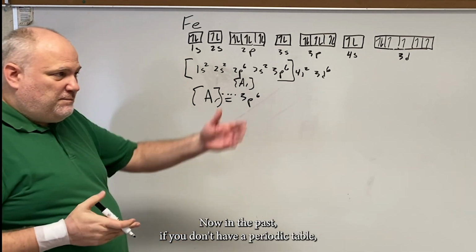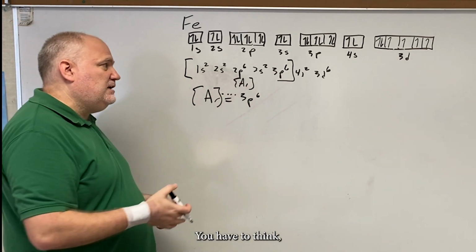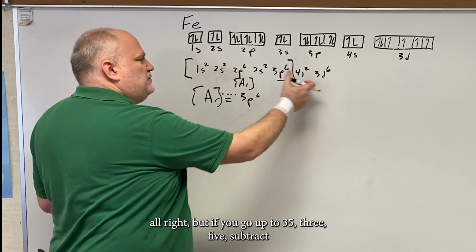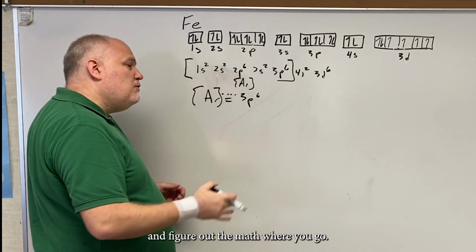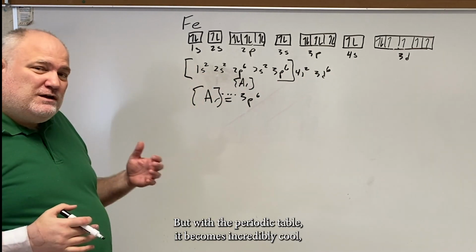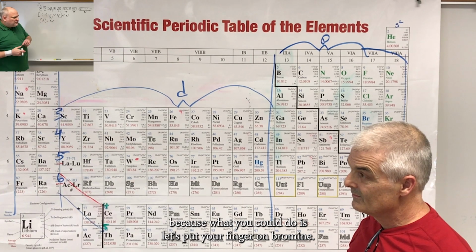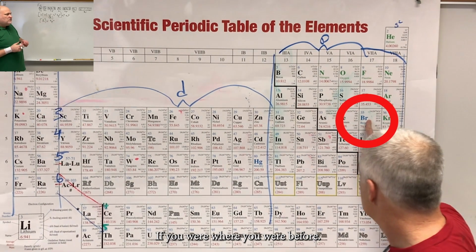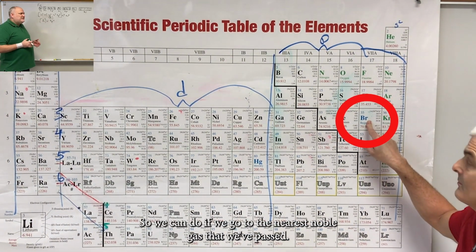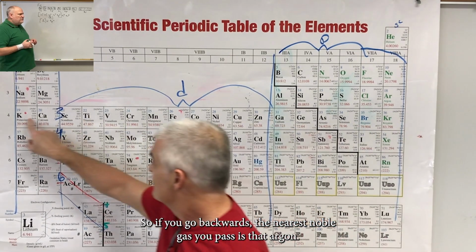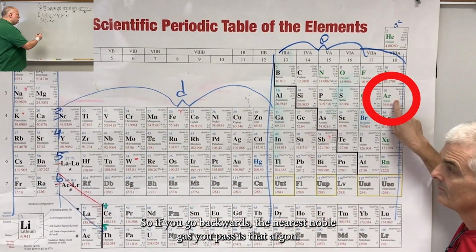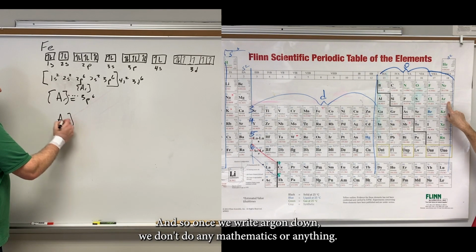Now in the past, if you didn't have a periodic table, you'd have to do some mathematics. You have to think, all right, we have to go up to 35, subtract, and figure out the math. But with the periodic table, it becomes incredibly cool because what you can do is, let's put your finger on bromine, where you were before. We can go to the nearest noble gas that we've passed. If you go backwards, the nearest noble gas you pass has been argon. And so once we write argon down, we don't have to do any mathematics or anything.